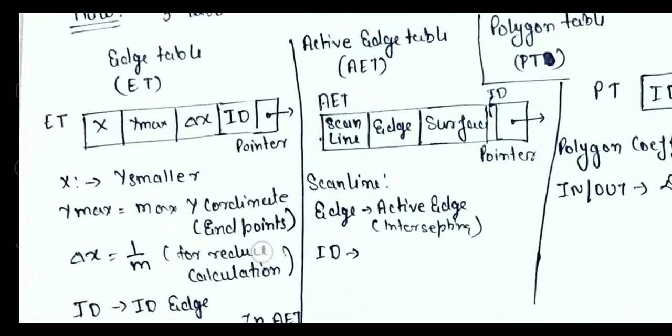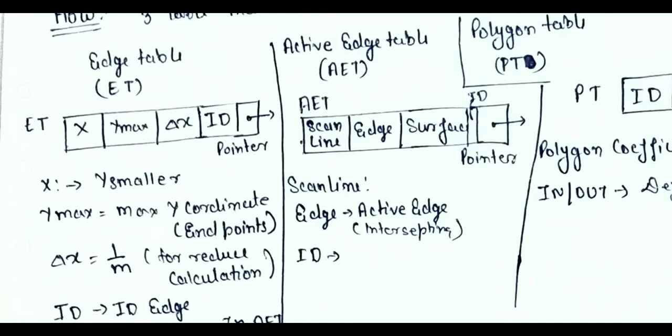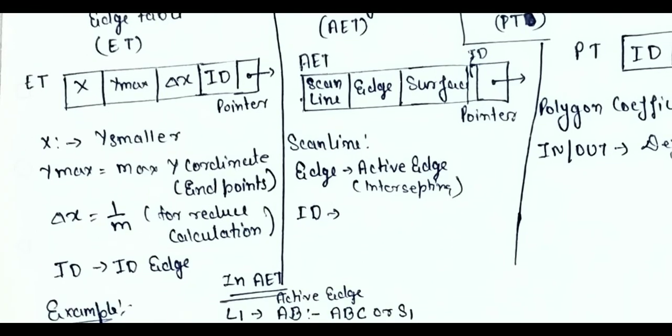In the edge table, 5 blocks are there. First one is X. What is the X? The x value of the endpoint of the edge with the smaller y value comes in the ET. Y max is the maximum y coordinate of the end point of the edge that intersects the polygon. Delta x is equal to 1 upon m, where m is the slope, used for reducing calculation. And the last one is id, which means the name of that edge.